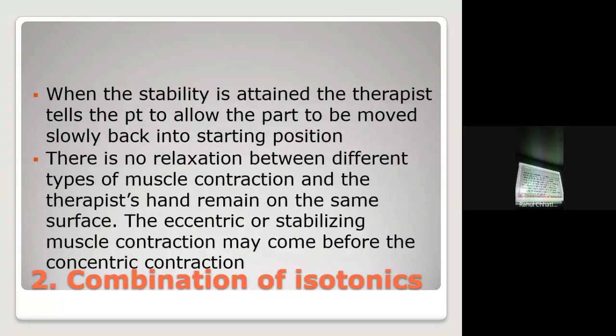So when the stability is attained, the therapist tells the patient to allow the part to be moved slowly back into the starting position. There is no relaxation, always. No relaxation between the different types of muscle contraction, and the therapist's hand remains on the same surface. The eccentric or stabilizing muscle contraction may come before the concentric contraction, but very rarely used. We always go for concentric first, isometric second, that is holding the position, and third will be eccentric, always.